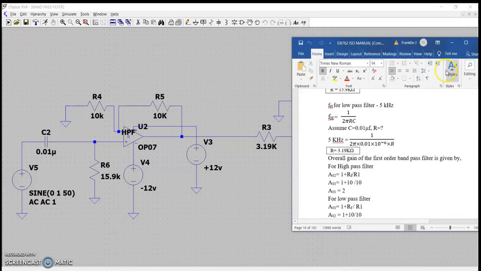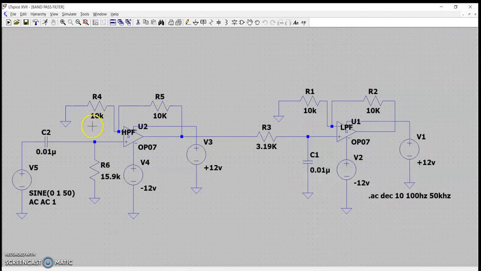And now we will see what all the components are. Here, this circuit diagram up to here is the same as that of a high pass filter, and from here it is a low pass filter. Now we will see what purpose the components are used for.